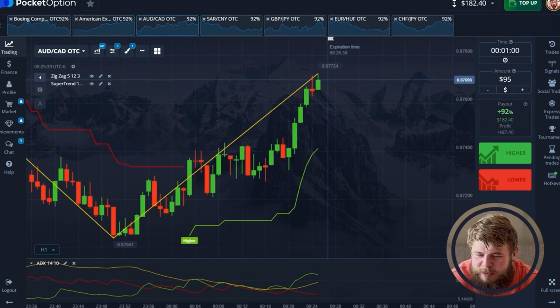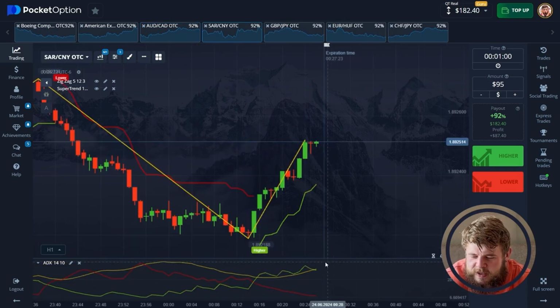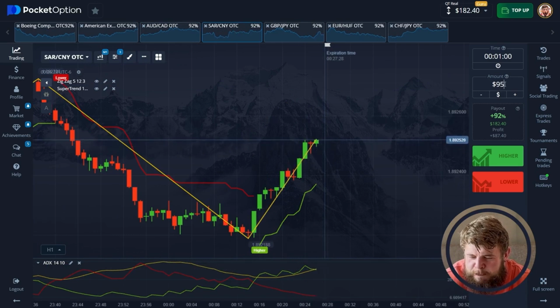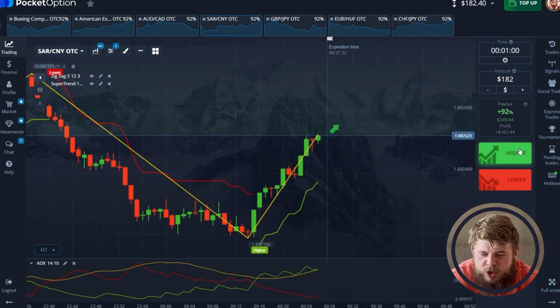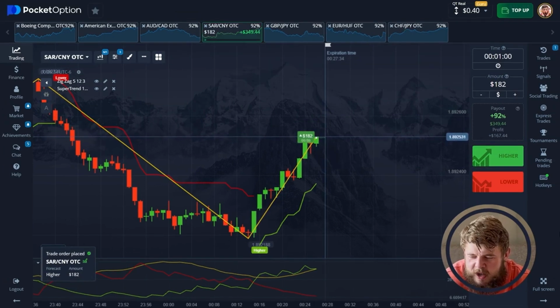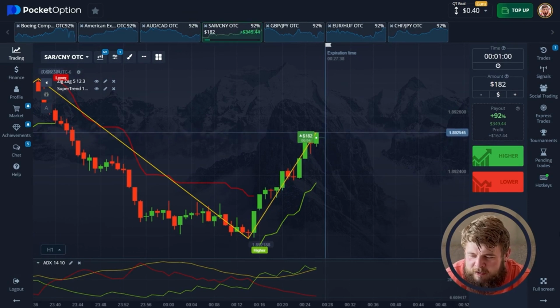Let's just beat this market. Okay, okay, okay. So here, according to the ADX, Super Trend and Zigzag, we're in the buy zone. So let's do this. Let's open buy position with investment of $182. Okay, guys. So we have opened it.